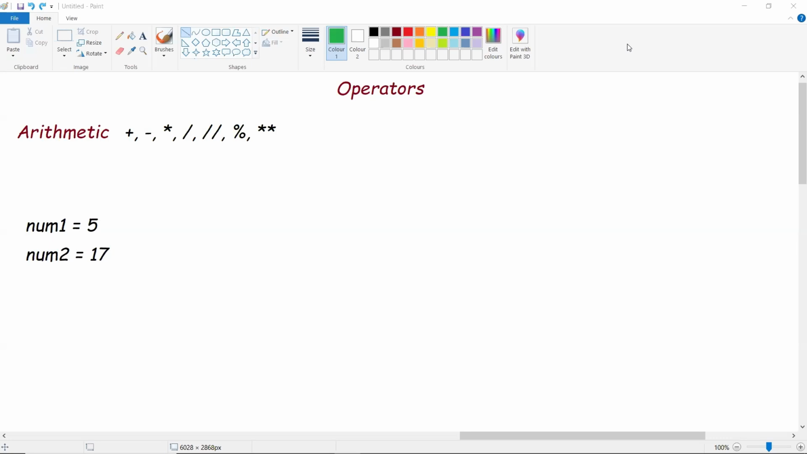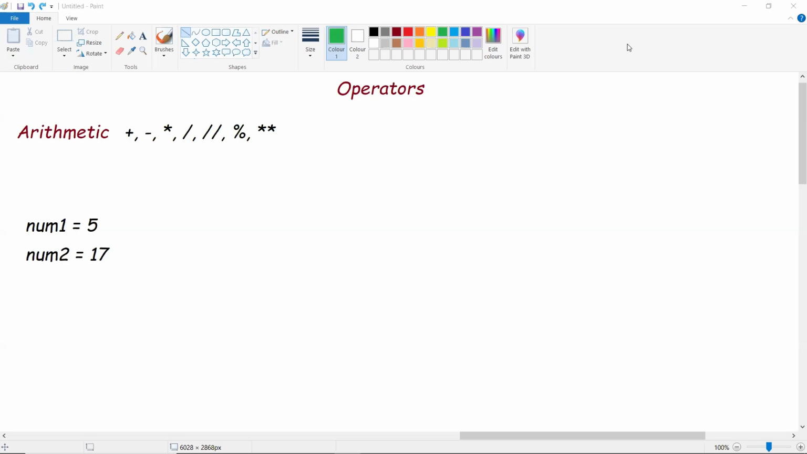In this video, we'll dive into arithmetic operators, one of the most fundamental building blocks of programming. These operators let us perform calculations like addition, subtraction, multiplication, and many more. Whether you're working with simple numbers or complex equations, understanding these operators is crucial.